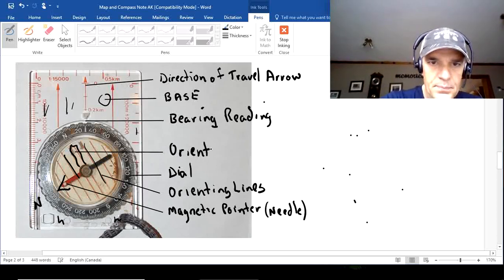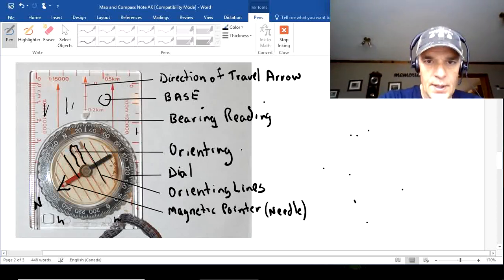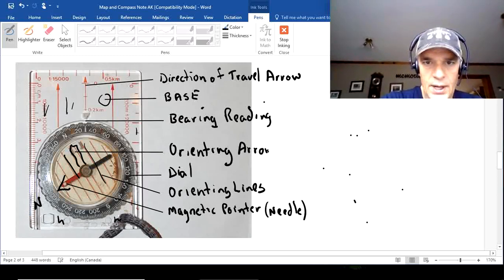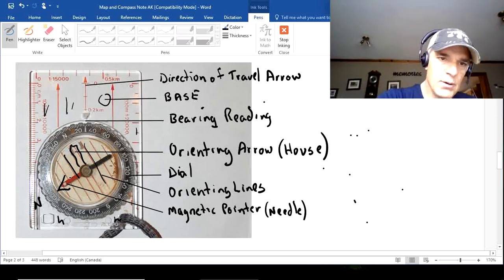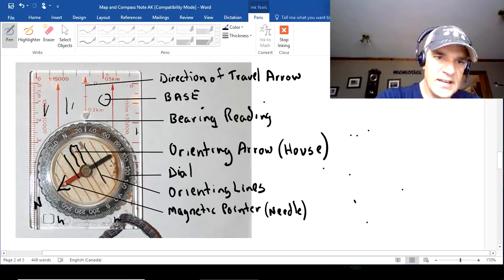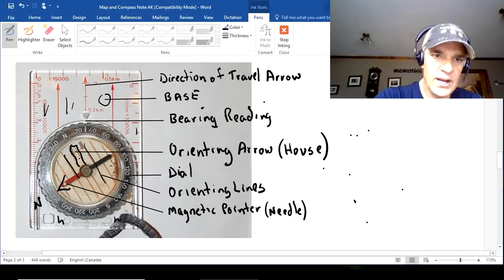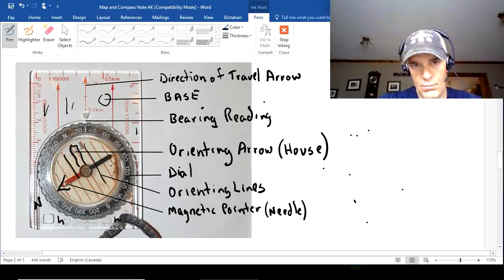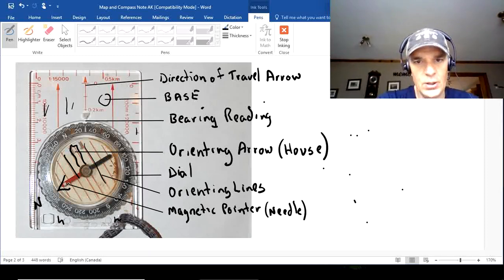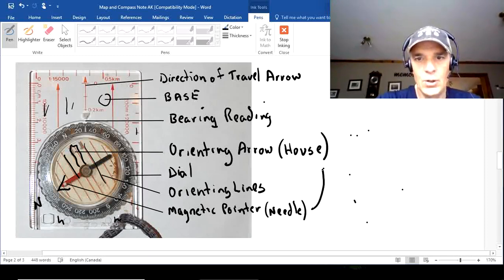Orienting arrow. And I have a different name for it. Most people refer to it as the house. The reason we refer to it as the house is that we're often trying to put the needle in the house. So we're rotating things so that we get the needle into the house. And when we do that, then we're in good position. That's where the terminology comes from. House, needle, but the needle goes into the house and we're in good shape.